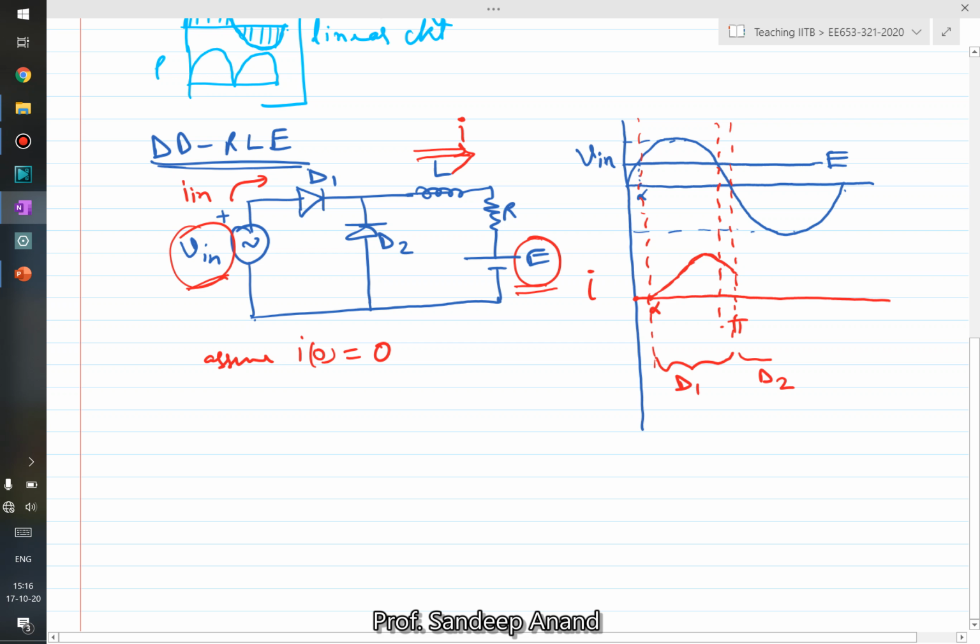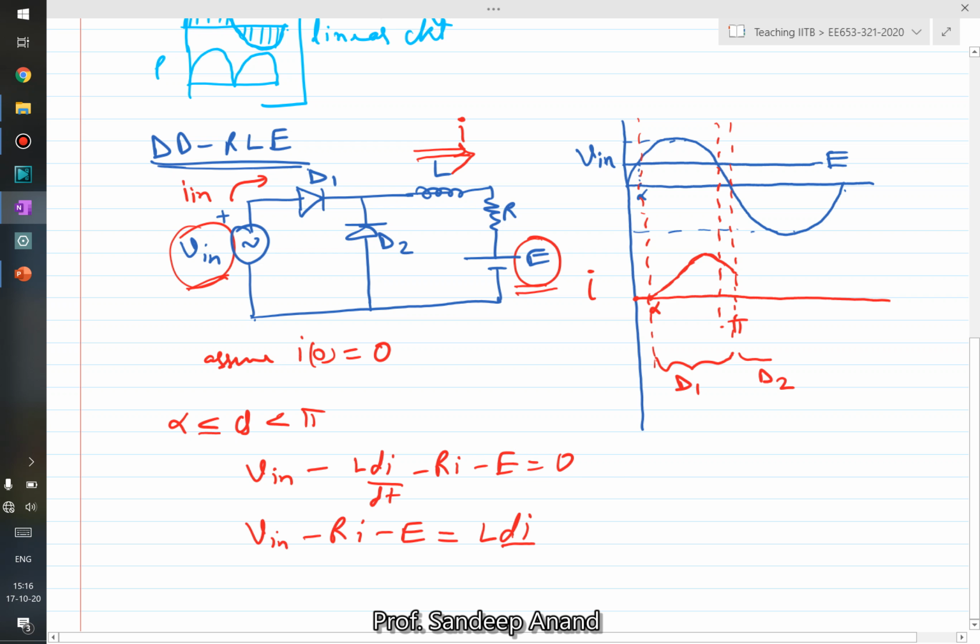And now if you see the KVL equation, how does it change? For instance, for the duration between alpha to pi, the equation was V in minus L dI by dt minus R i minus E is equal to 0, right? And therefore the slope was written as V in minus R i minus E is equal to L di by dt, right? So the current was falling with a certain slope.